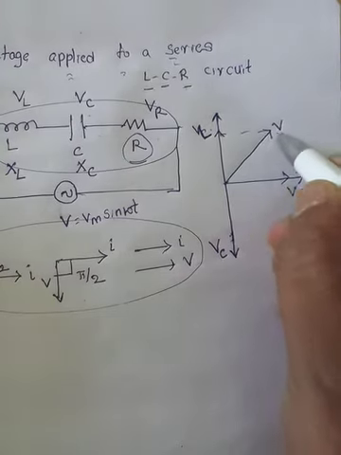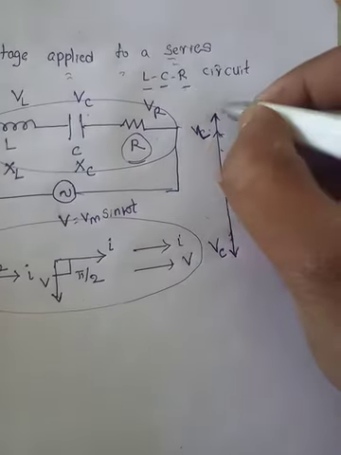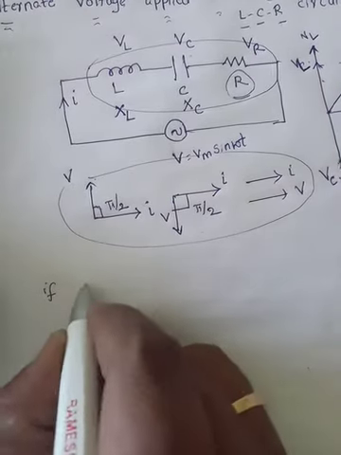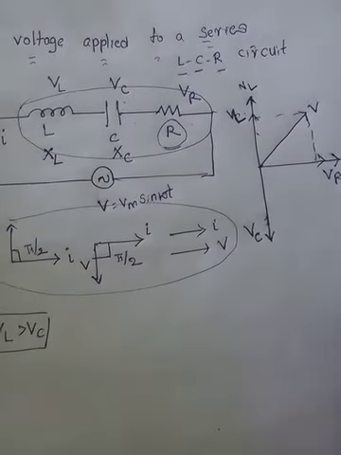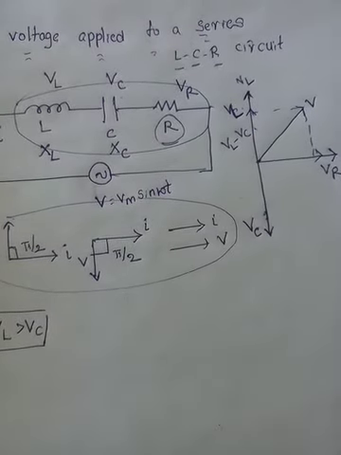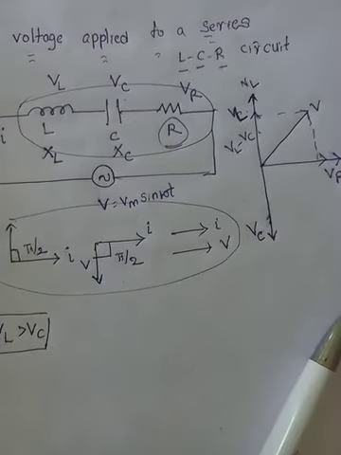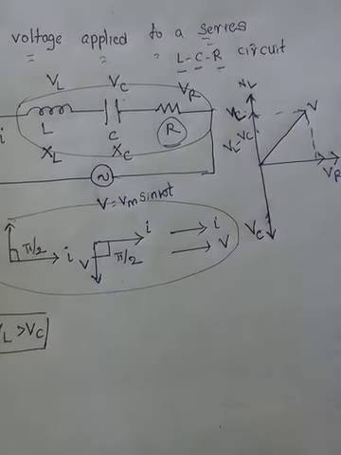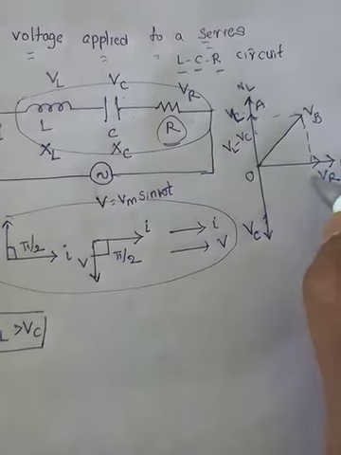Now let us take one assumption. What is the assumption? See here, VL is acting upwards, VC is acting downwards. We assume that VL is greater than VC. Then the net is VL minus VC acting upwards. For example, if two forces act upward and downward and both are equal, the net is zero. If VL is greater than VC, the net is towards the direction having more voltage. Let us take this point as A, this is B, this is O and C.